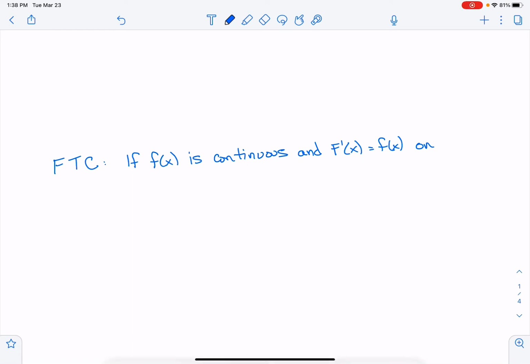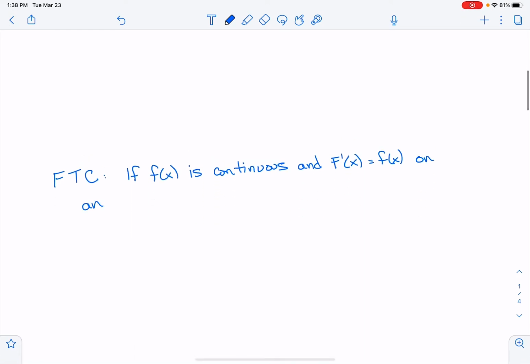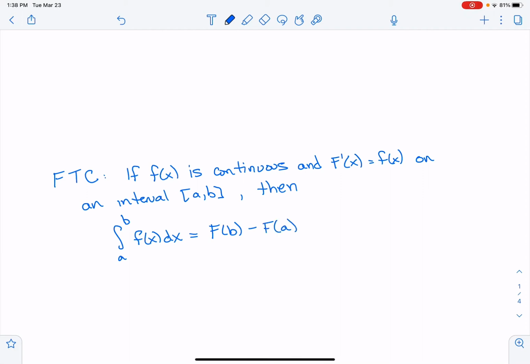on the interval from a to b, then we can evaluate an integral from a to b of f of x dx by finding that antiderivative capital F and evaluating it at the two endpoints and finding the difference. So the integral from a to b of little f of x dx is the antiderivative evaluated at b minus the antiderivative evaluated at a.